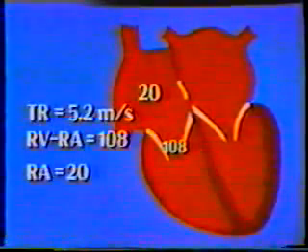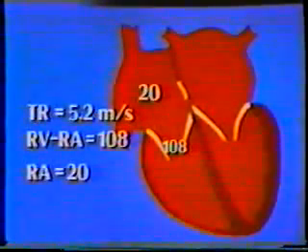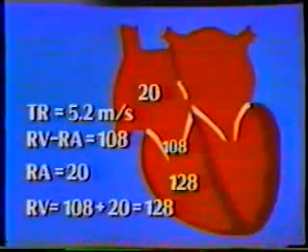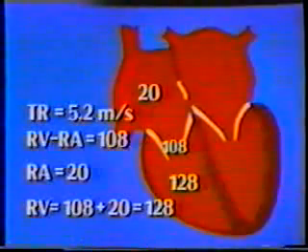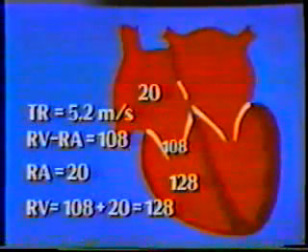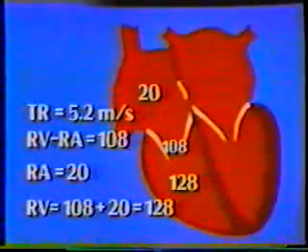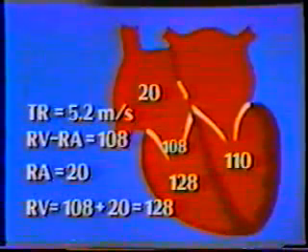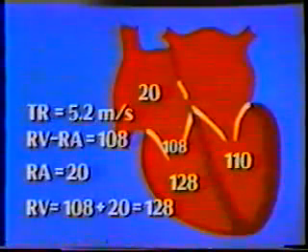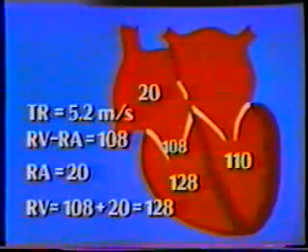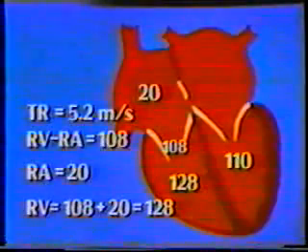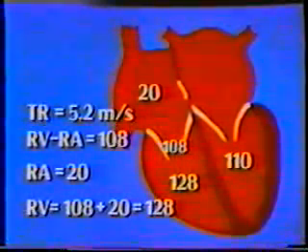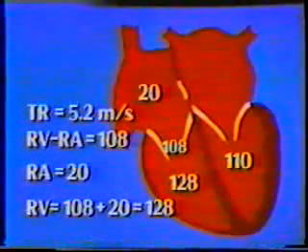The right atrial pressure was estimated as 20 millimeters mercury. Therefore, the calculated right ventricular systolic pressure in this patient was 128 millimeters mercury. The blood pressure at the time of this examination was 110 over 80 millimeters mercury. Hence, this patient has severe conduit obstruction with suprasystemic pressure in the right ventricle and associated small muscular ventricular septal defect.